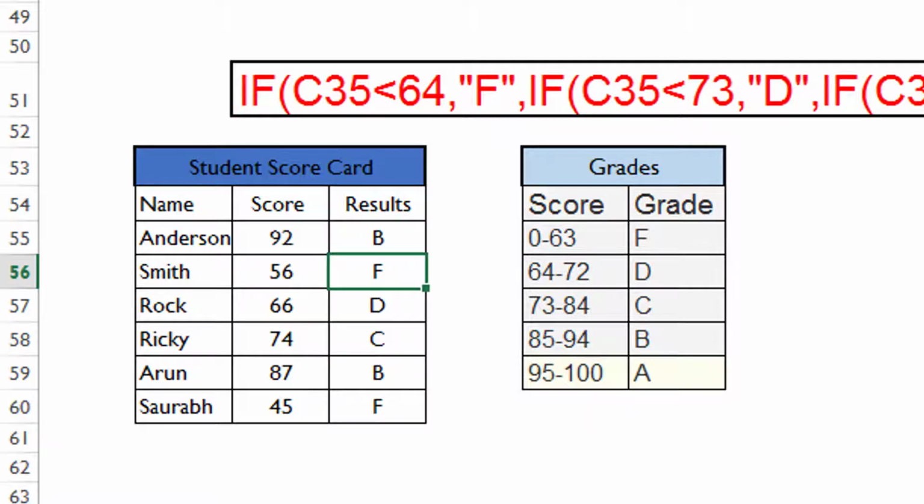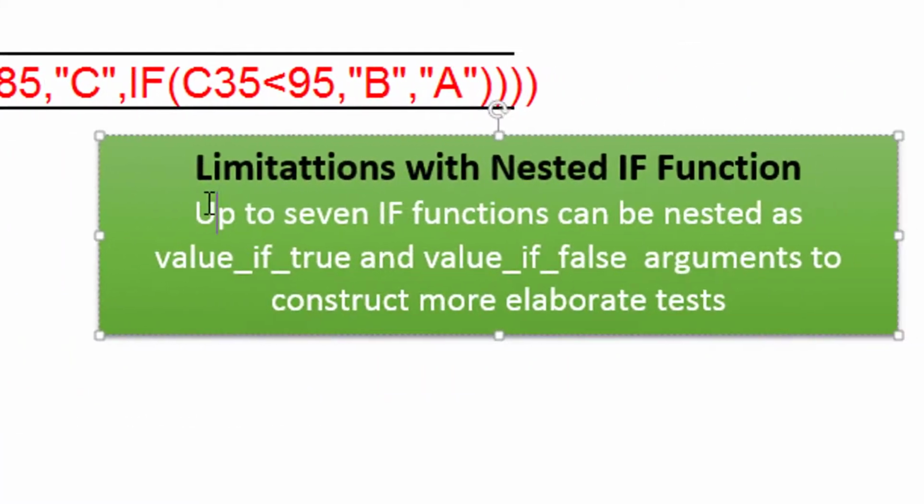And now finally, what are the limitations of the nested if function? As we have seen, the nested if function is a good option to test multiple conditions, and it works really fine. But the only thing is that you can insert only up to 7 if functions within an if function to test your conditions. So this is the only limitation of the nested if function, that you can only insert 7 if functions.